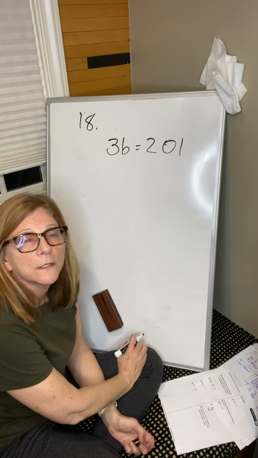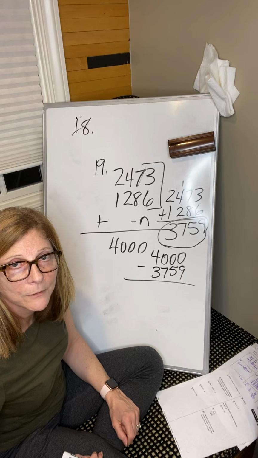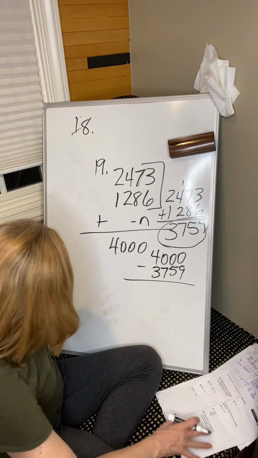Let's see, it looks like it's 9, 5, 7, 3. It looks like it's 3,759. Hopefully that's what you got. But we're not through. Now we need to know what n is. So to find that out, we use subtraction. Oh my, and look at that problem. That is not fun, all those zeros up on top, is it?